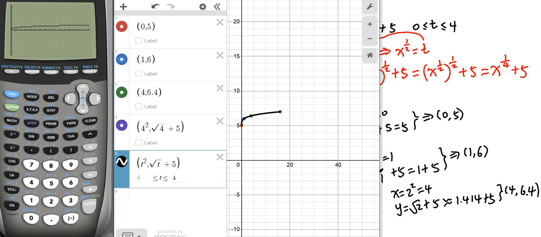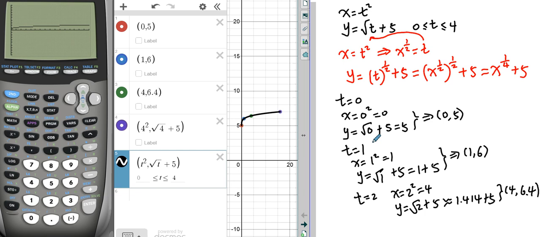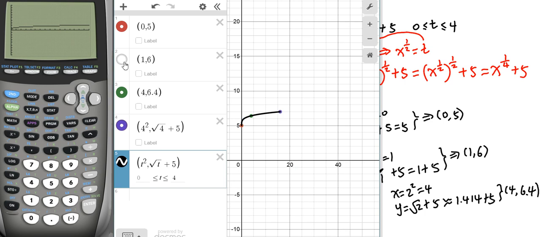The second point, you plug in t is 1, here and here. 1 squared is 1, so x is 1. Then figure out the y value: radical 1 plus 5 is 1 plus 5, which is 6. So the coordinate is 1, 6. That will be this point. When I click here, it shows up, and then disappears.